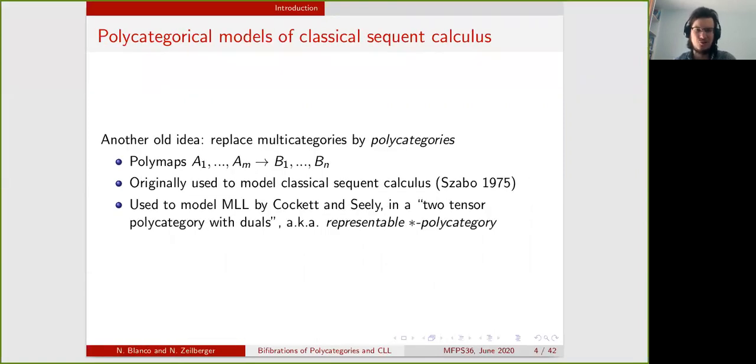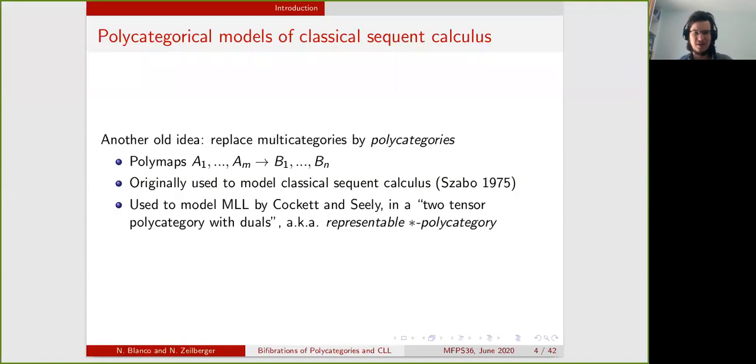This can be extended to classical sequent calculus by considering polycategories. This has been introduced by Szabo, who was one of Lambek's students. And the idea is that in a polycategory, you have polymaps, where now both the domain and codomain have multiple objects, and the composition is done along one object to mimic the cut rule from sequent calculus. So this makes it different from PROs or PROPs, for example, where you can compose along multiple objects at the same time.